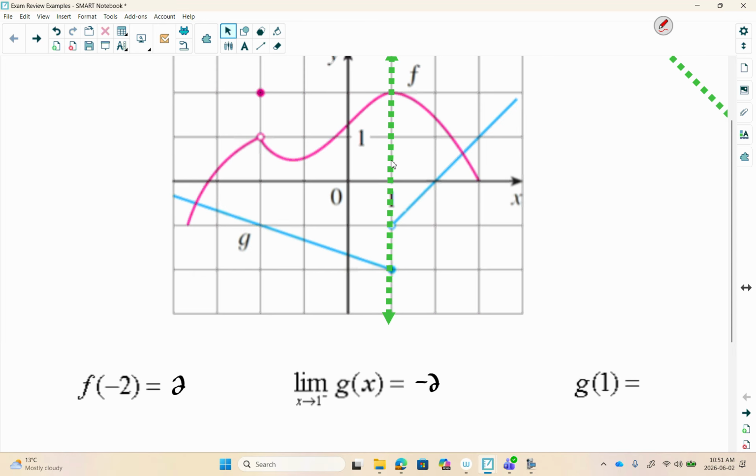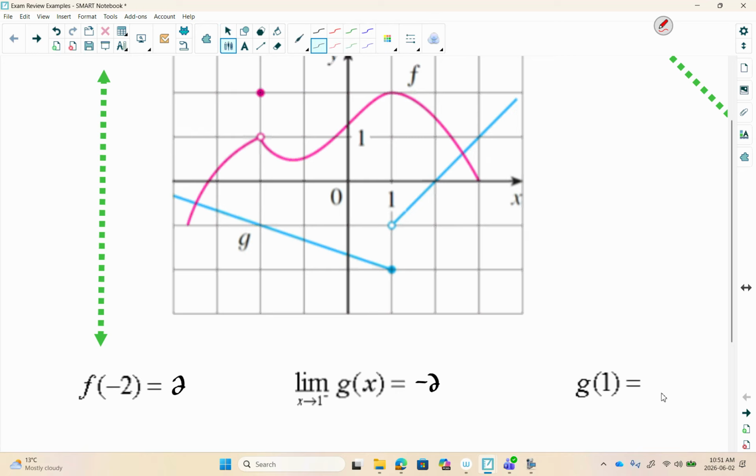G at 1. No straight edge required. I'm going 1 unit to the right. I'm looking at the blue curve. There's an open dot at -1 and a closed dot at -2. I want the closed dot. -2 is the answer to that.